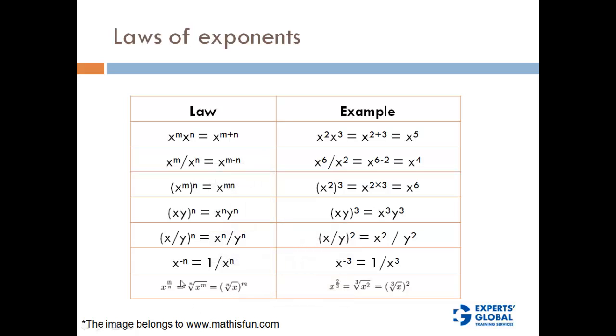x raised to minus n is equal to 1 divided by x raised to n. We have already seen this. Example: x raised to minus 3 is equal to 1 by x raised to 3.